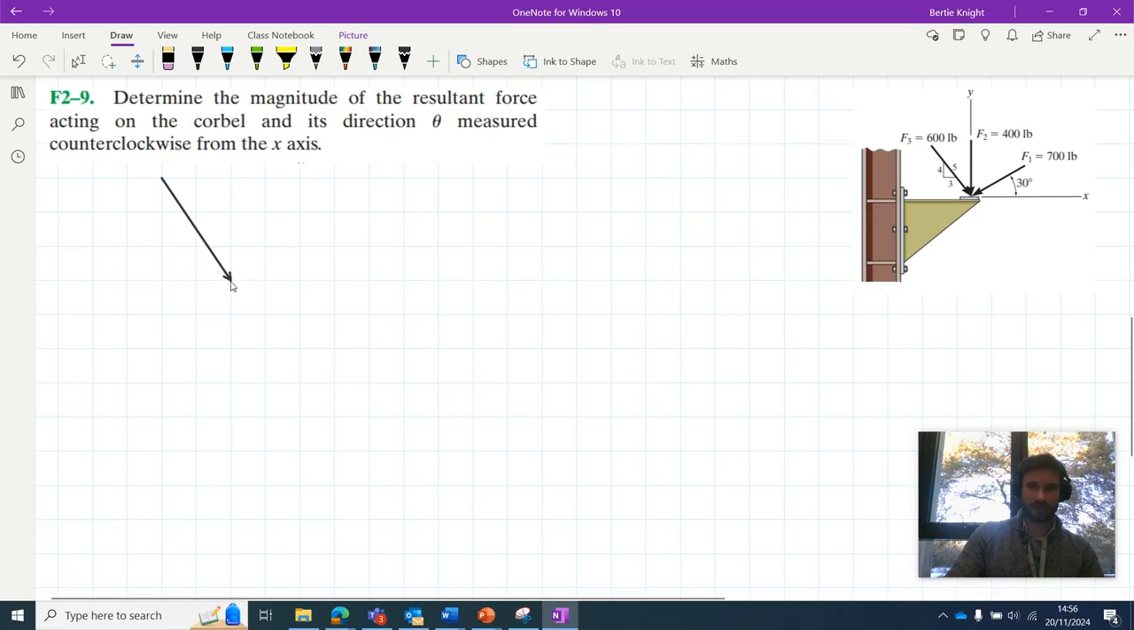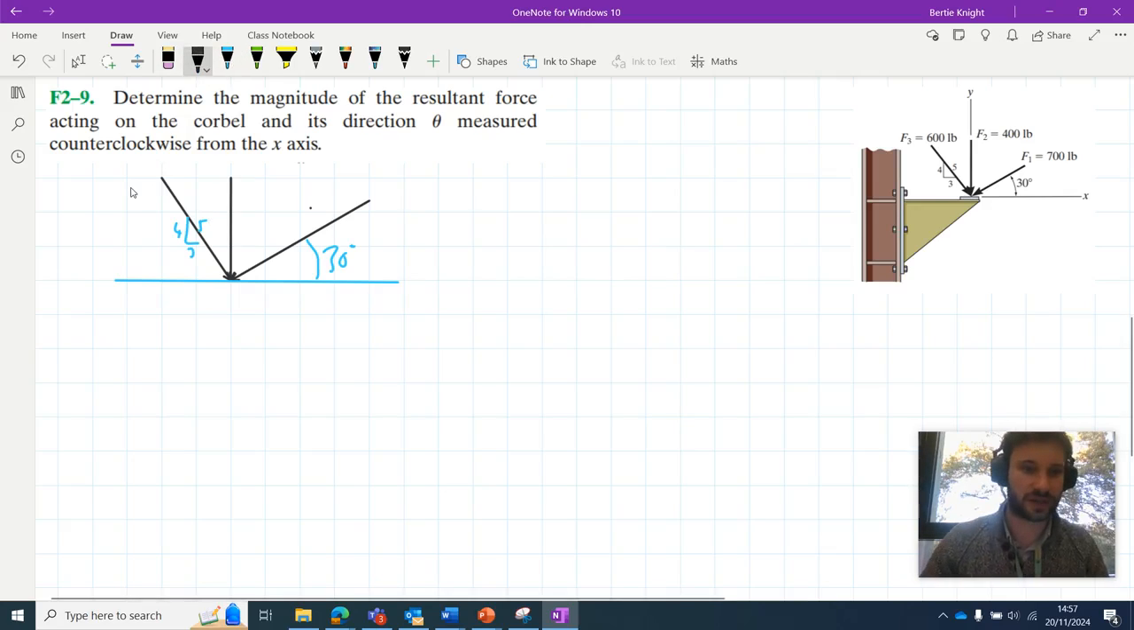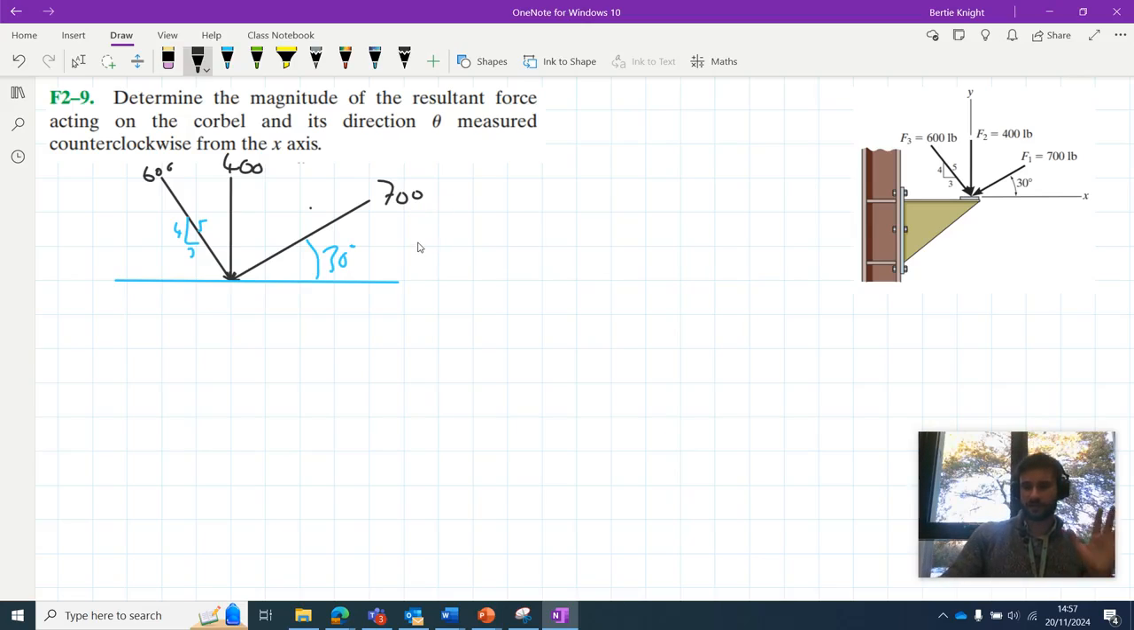So we've got this 600-pound force here. We've got this 400-pound force here. We've got this 700-pound force here. Let's add some geometry to this sketch. We can add our x-axis here. We can add this 30-degree angle here. We've got this 3, 4, 5 triangle here. Let's just add the magnitudes of our forces as well. So this is 600 pounds, this is 400 pounds, and this is 700 pounds. Okay, I believe we've got everything we need in this free body diagram to move ahead.